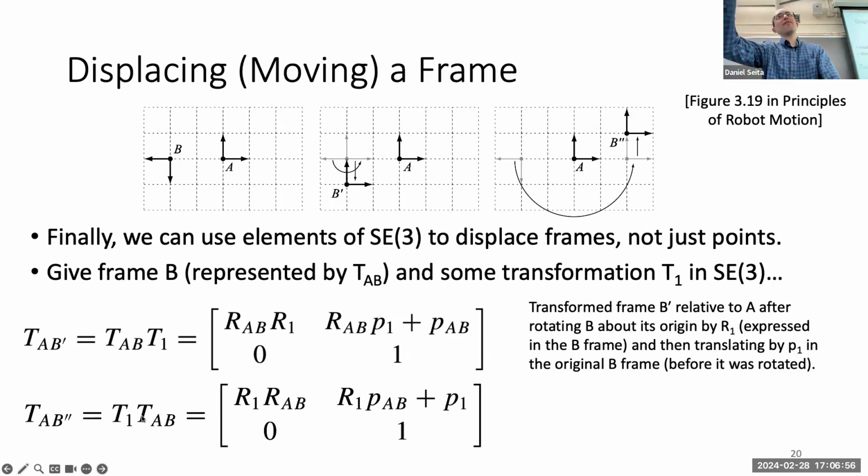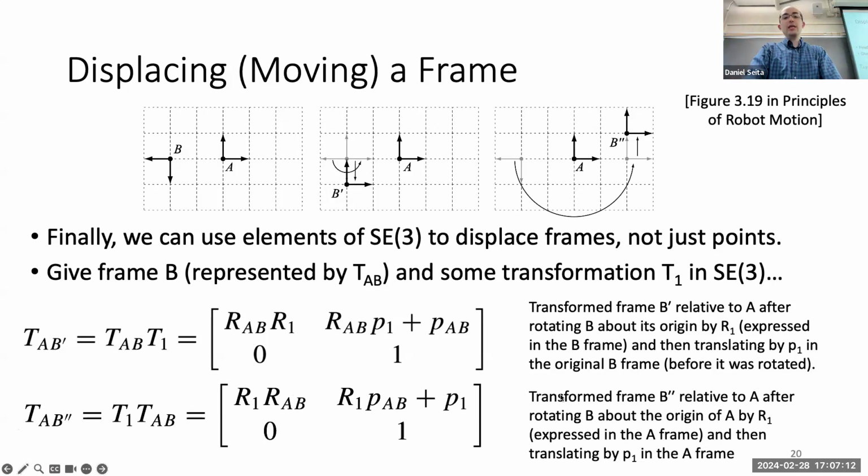But if you flip the ordering of the matrices here, because matrix multiplication is not commutative in general, if you change the ordering, you'll usually get something different. So TAB double prime would be, the definition here referred to the transformed frame B double prime relative to A after rotating B about the origin of A by R1 expressed in the A frame, and then you translate by P1 in the A frame.